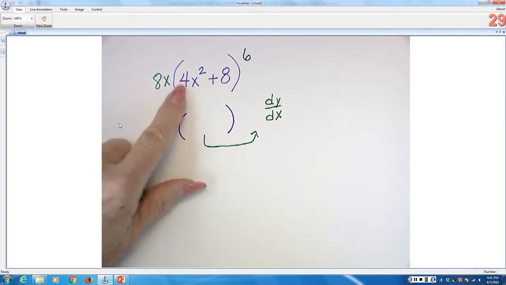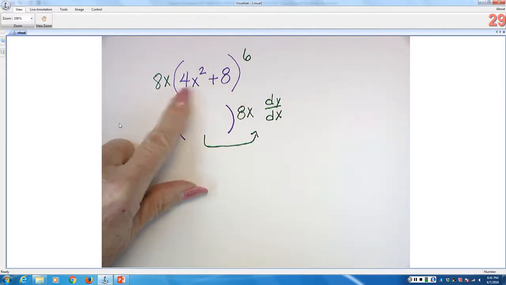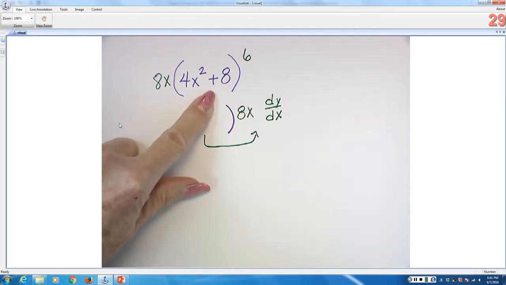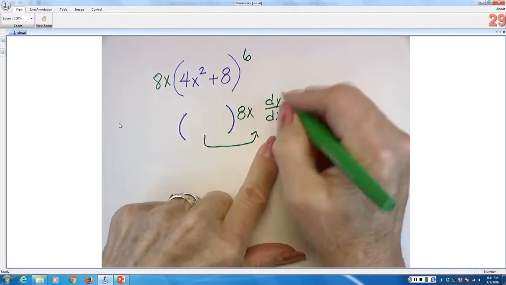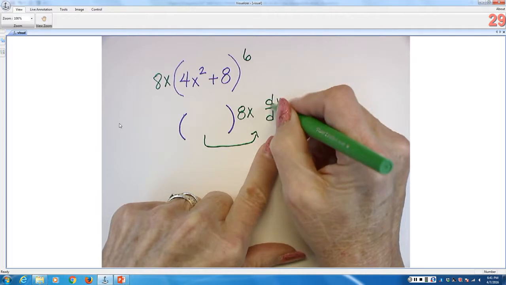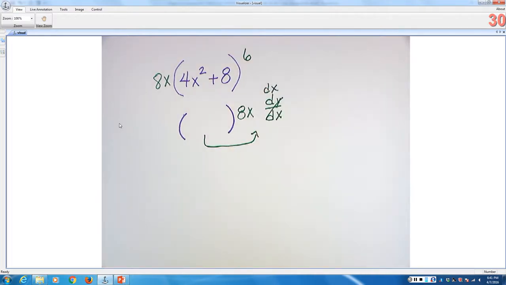The derivative of 4x squared is 8x, and the derivative of 8 is a constant, 0. That's the constant rule. So 8x dy dx, we actually just keep the dx portion of it. We call it 8x dx because 8x is the dy.